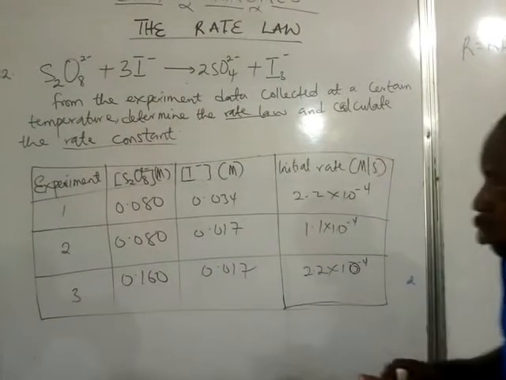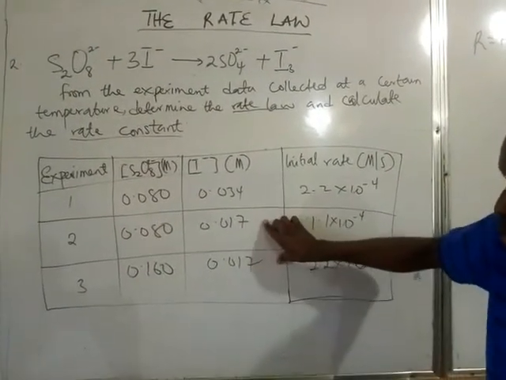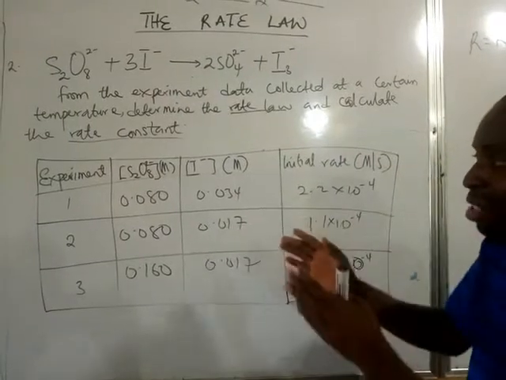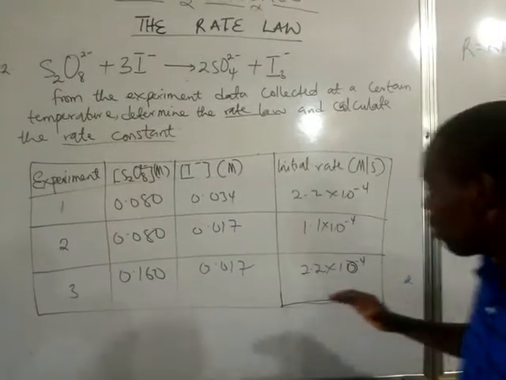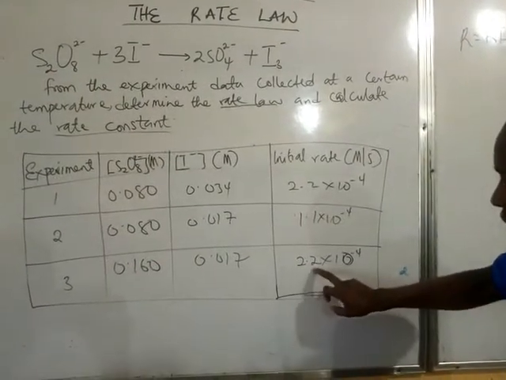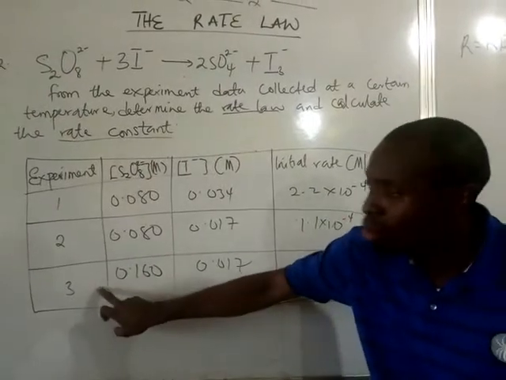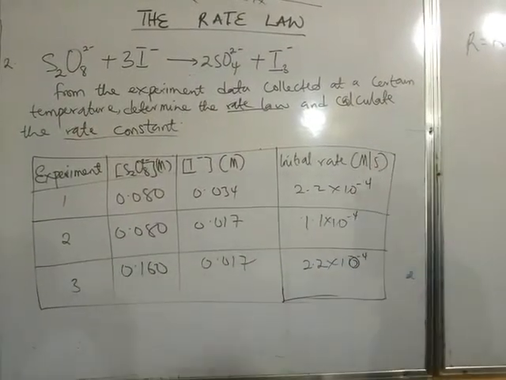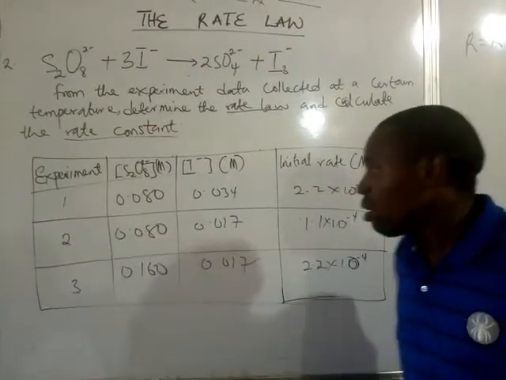And if you check, you will observe that it is experiment 2 and 3 because of this one. So the way you write them out, they will both cancel out. It's very simple. So what do you do? You will now say, because the rate of this reaction is higher than this one, dividing experiment 3 by that of experiment 2. So what do we now do?